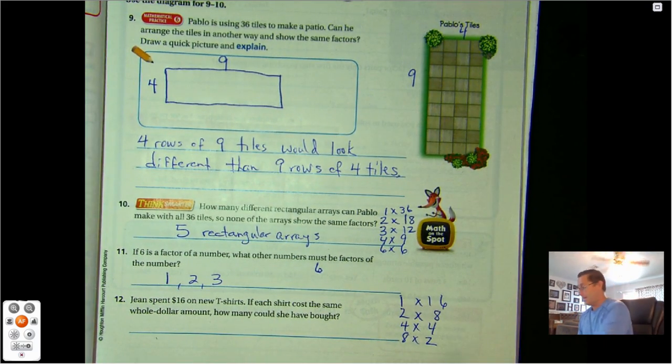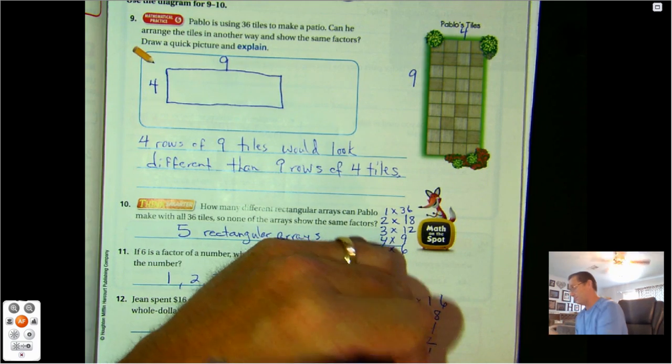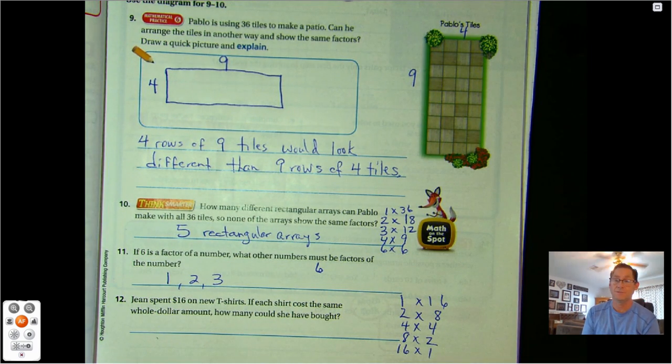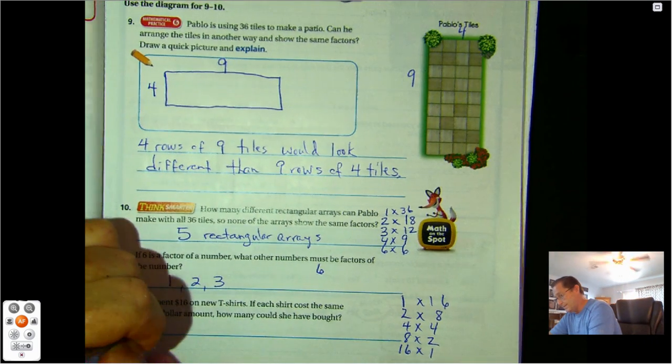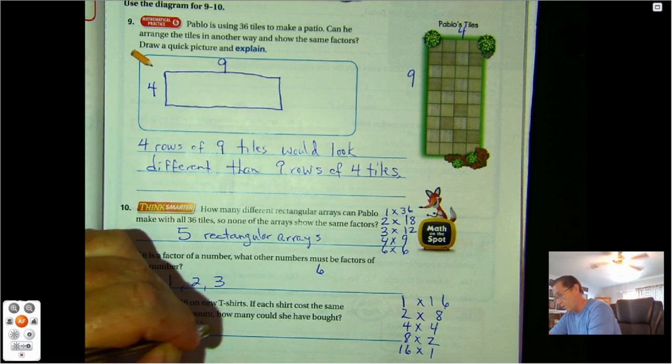Why didn't I list 4 again? Because this is the same exact thing, right? So how many could she have bought? She could have bought 1, 2, 4, 8, or 16 t-shirts.